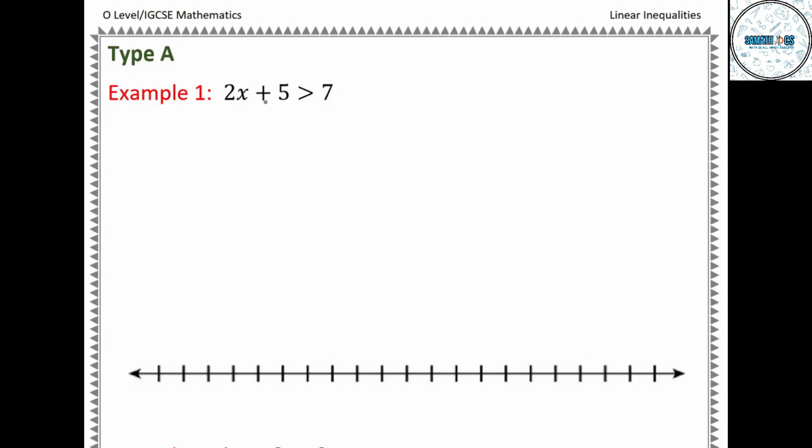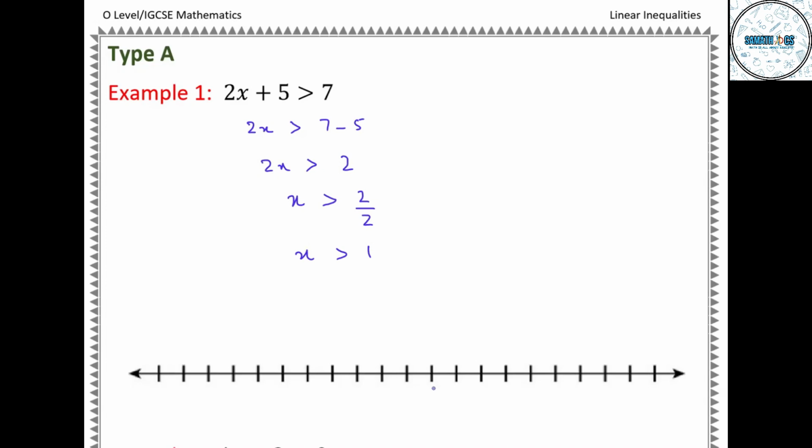Now, first of all, we have here 2x plus 5. 5 is adding with it. So when you take it to the other side, it will be 7 minus 5. And then 2x is greater than 2. We have x multiplying by 2, so on the other side, it will be dividing. So we have x is greater than 1.